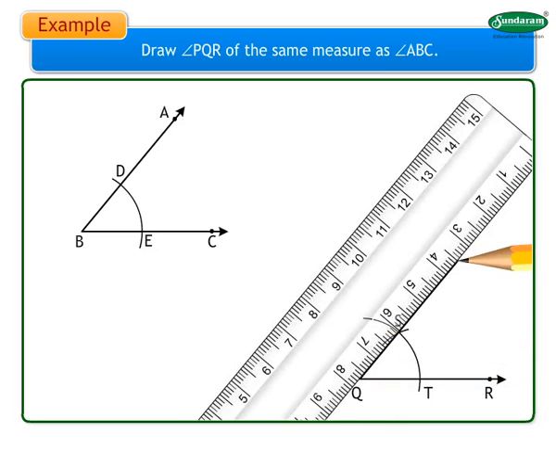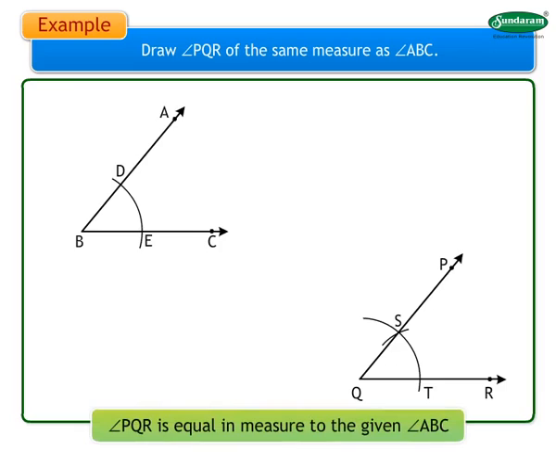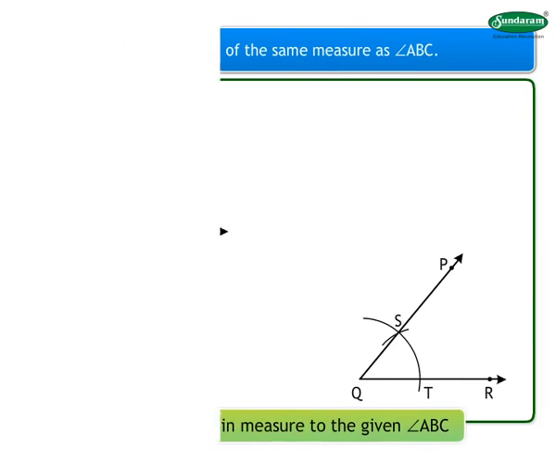Draw ray QS. Take any point P on this ray. Angle PQR is equal in measure to the given angle ABC.